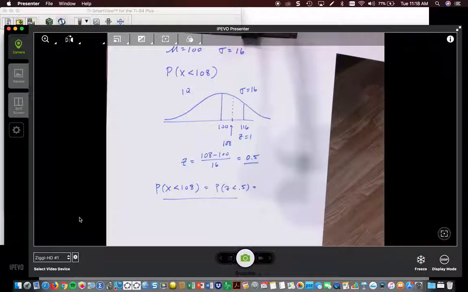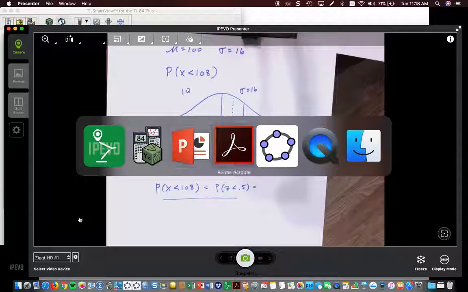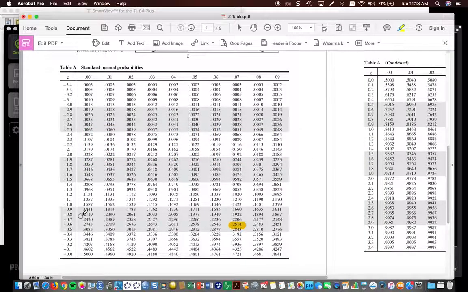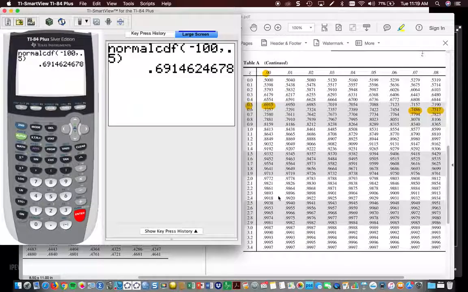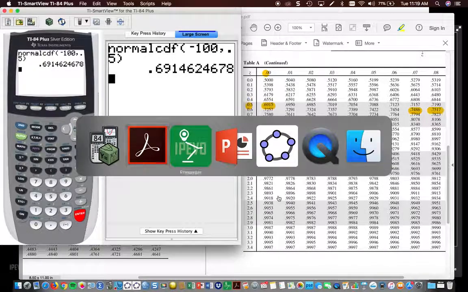Okay, or you could also look this up in the table. So if I'm looking this up in the table, I'm going to go here. I'm looking for what's the probability that z is less than 0.5. So less than 0.5, I got to go over to the positive part of the table. I'm going to go to 0.50, and I find that that answer is 6915, okay, which I think is the same answer that we got on the calculator, 6915. Okay, next problem.